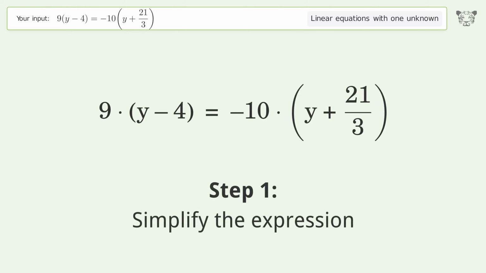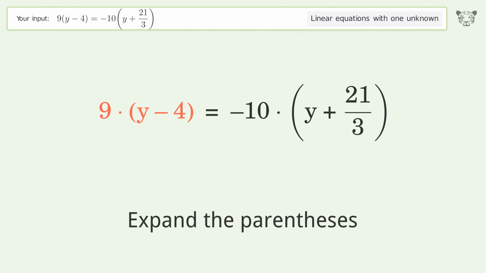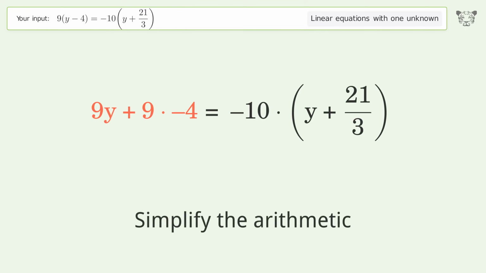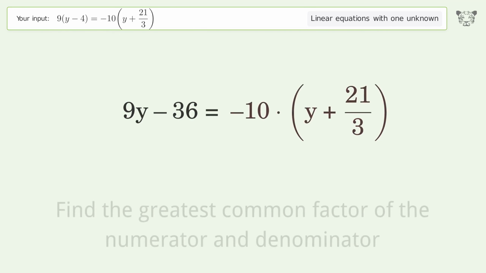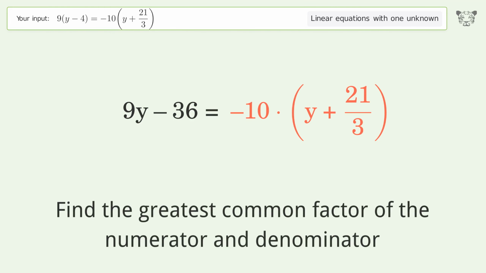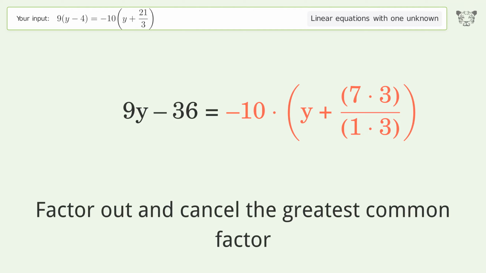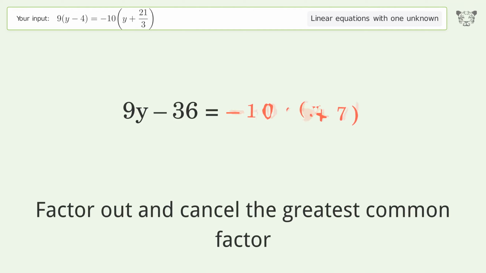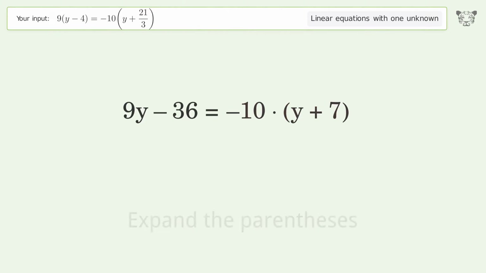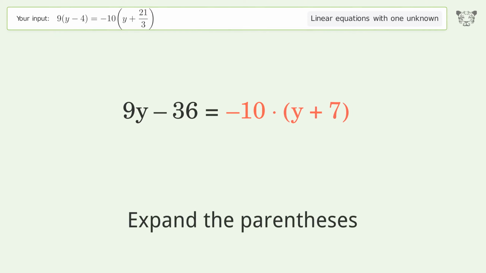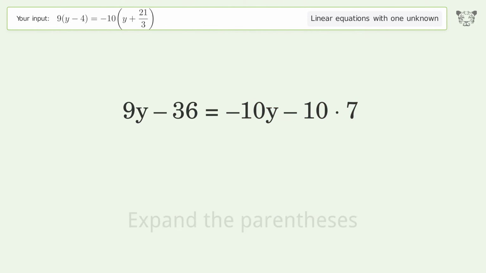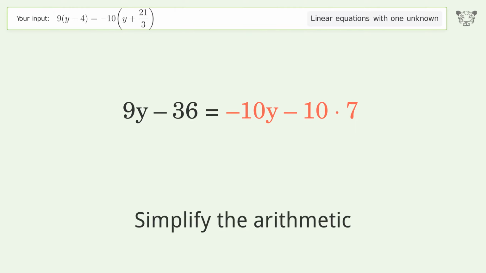Simplify the expression. Expand the parentheses. Simplify the arithmetic. Find the greatest common factor of the numerator and denominator. Factor out and cancel the greatest common factor. Expand the parentheses. Simplify the arithmetic.